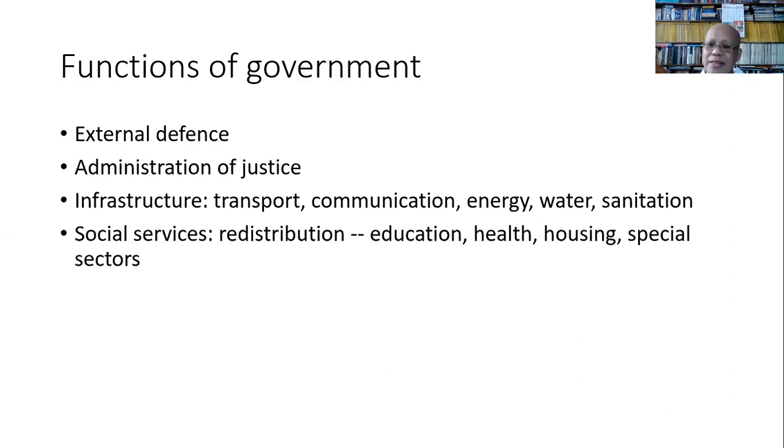So therefore, there is the realization of a higher material standard of living. And it's a form of a redistribution of income because these educational, health, and housing facilities were paid for by government taxes. And then you have services also for special sectors. And these are usually in the form of pensions for the elderly and pensions for people with disabilities.